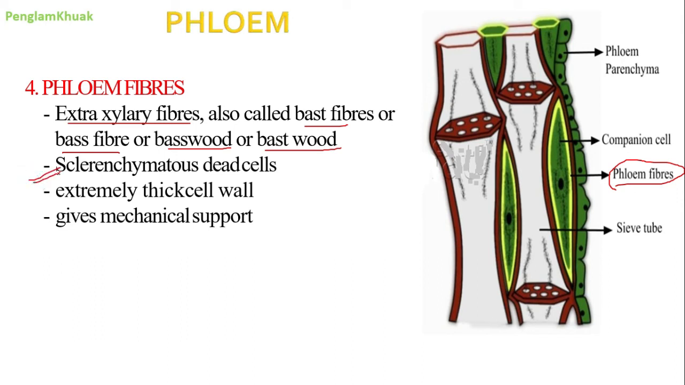Sclerenchyma is the dead cells. Sclerenchyma is of two types, that is fiber and sclereids. Those fibers together with the phloem are called phloem fiber, and they have an extremely thick cell wall. So this brown colored part is the phloem fiber. It gives mechanical support, and it will not conduct any water or nutrients since they are dead cells.